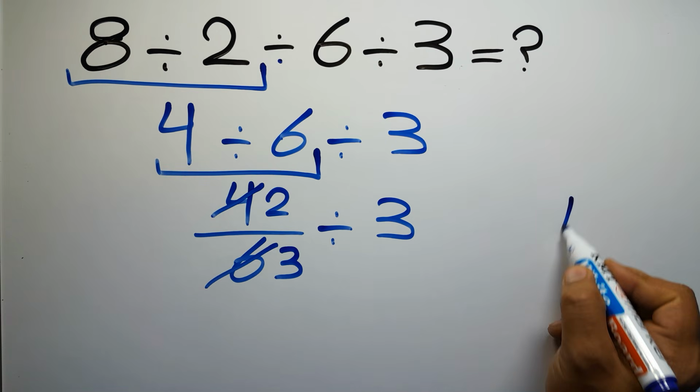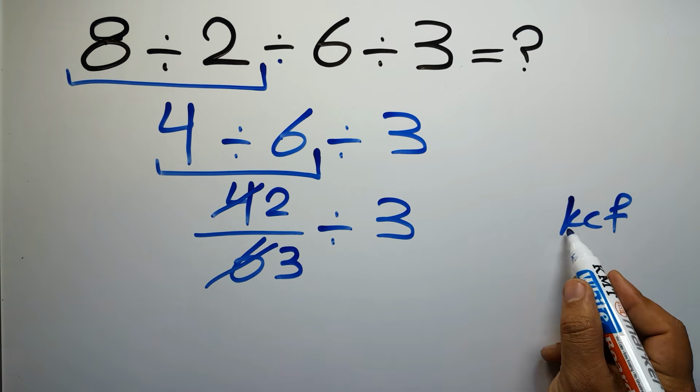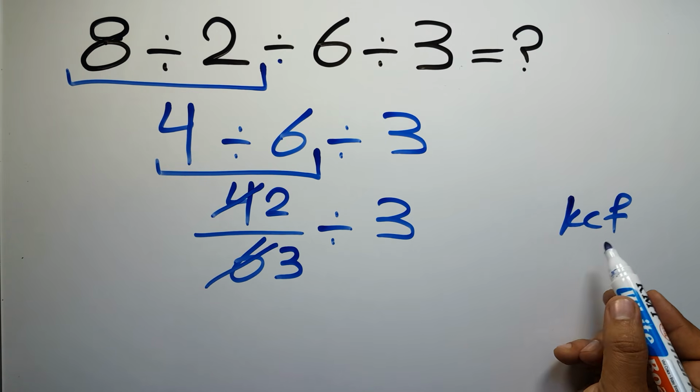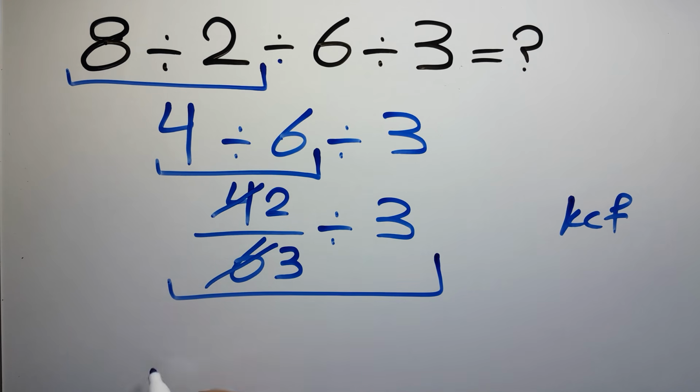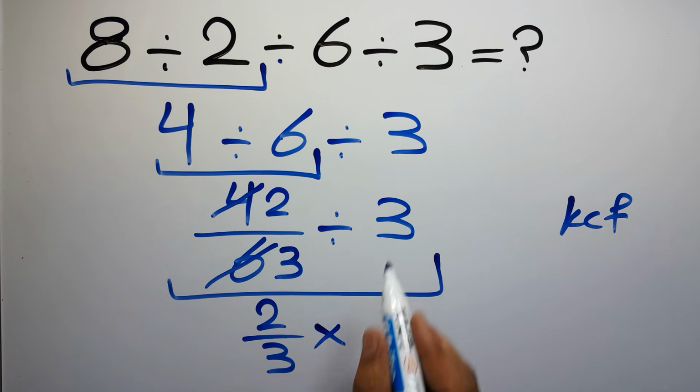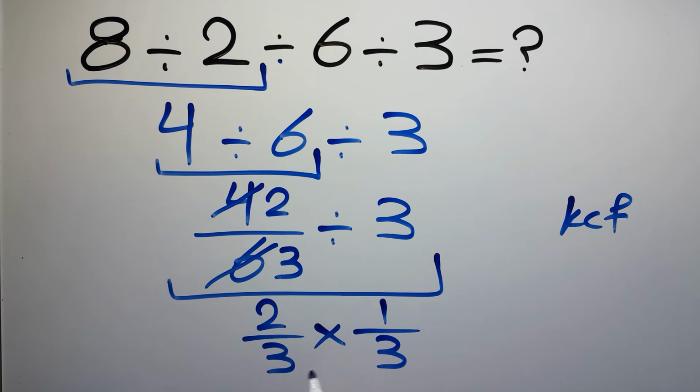Now, according to the KCF rule, K stands for keep, C stands for change, and F stands for flip. We can write keep the first fraction, change division to multiplication, and flip the second fraction. So we have 2 over 3 times 1 over 3, which equals 2 times 1 equals 2.